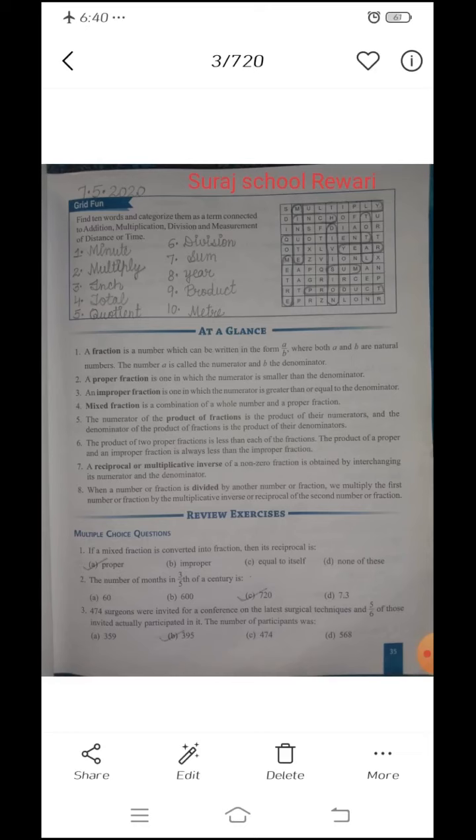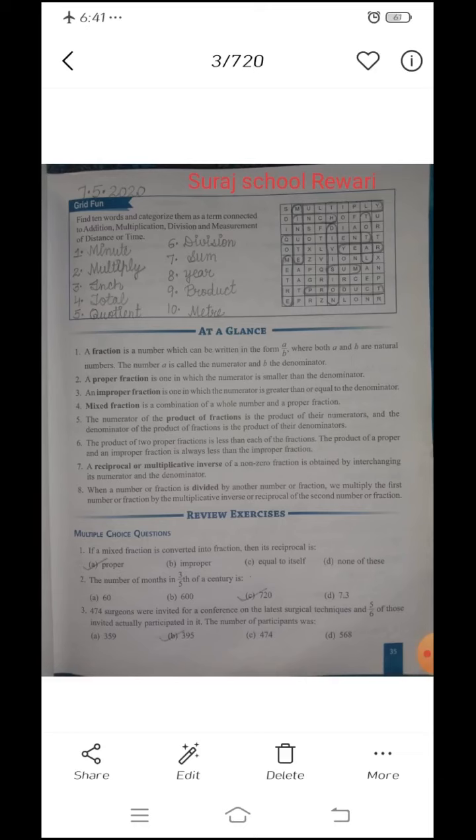Second question: the sum of months in 3 upon 5th of a century is. In a century, how many years? 100 years. Firstly, here we have to find the number of months, to convert the years into months, and then we have to find 3/5 of the months, and we get 720. It means option C is correct.